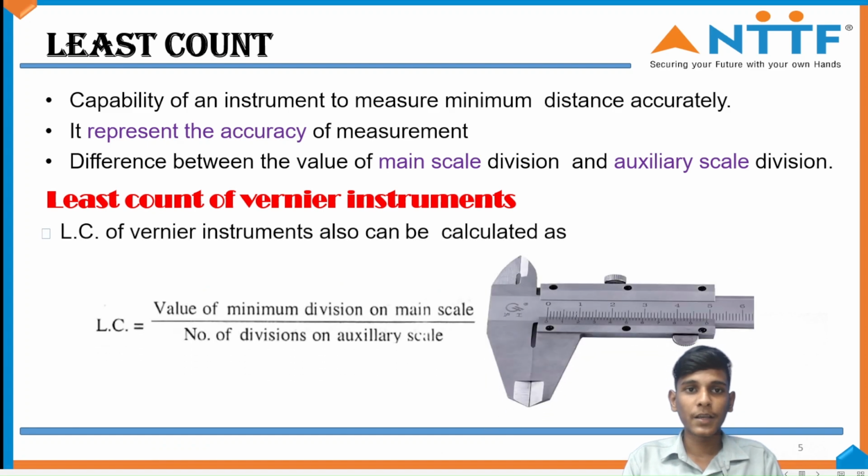Least count. It is the capability of an instrument to measure the minimum distance accurately. It represents the accuracy of measurement. It is the difference between the value of the main scale division and the auxiliary scale division. Least count of a vernier instrument can also be calculated as: least count is equal to the value of the minimum division of the main scale divided by the number of divisions of the auxiliary scale.